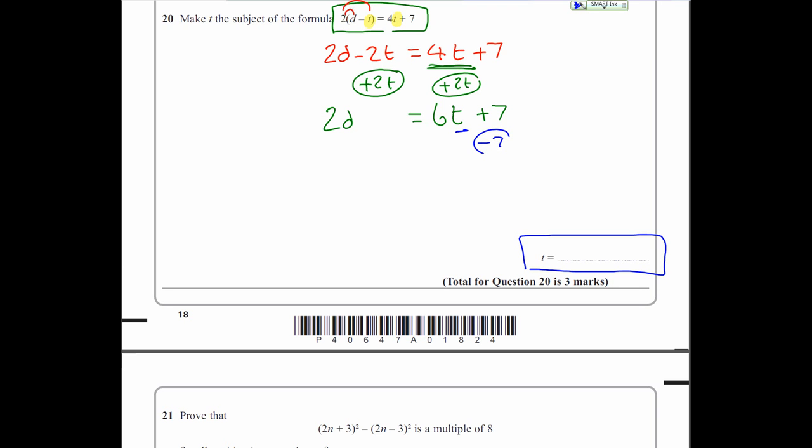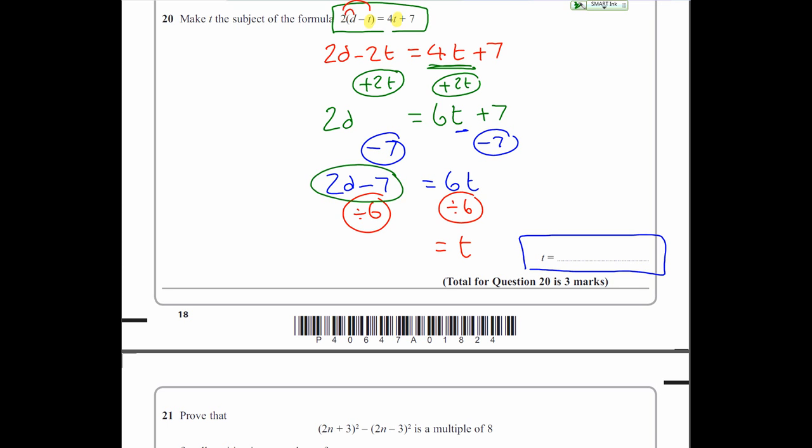Now we want t to be on its own. Let's take away 7. 2d minus 7 equals 6t. We still want t on its own. We've got 6 lots of t. So we divide by 6. Now you get left with t on the right. And on the left, we're going to think, well, divide. We can't divide it because we don't know what this is. So let's put a big line to stand for divide, and then we're just going to switch it round. 2d minus 7 over 6. That's your answer. Done for 3 marks.